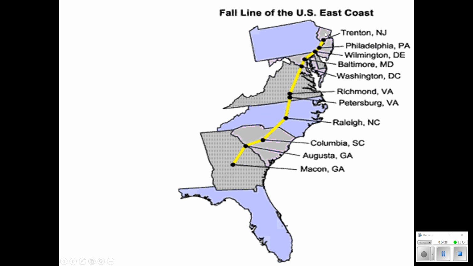So look at all the cities that are along that fall line in the United States. And I challenge you, if you go on Google Earth, you'll actually see the color change. This will be a lighter green, and this will be a deeper, darker green as you start to go inland, and you can actually see that fall line on the map.